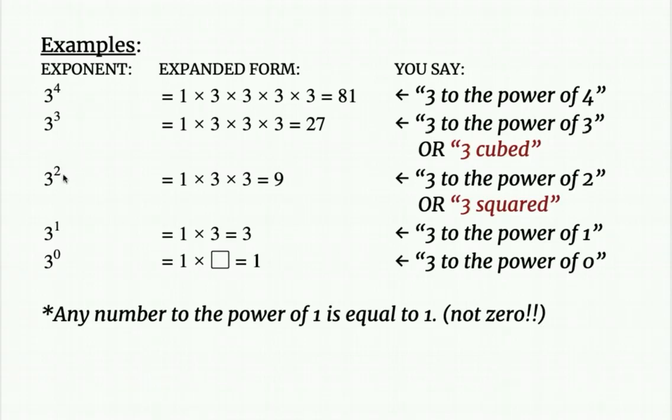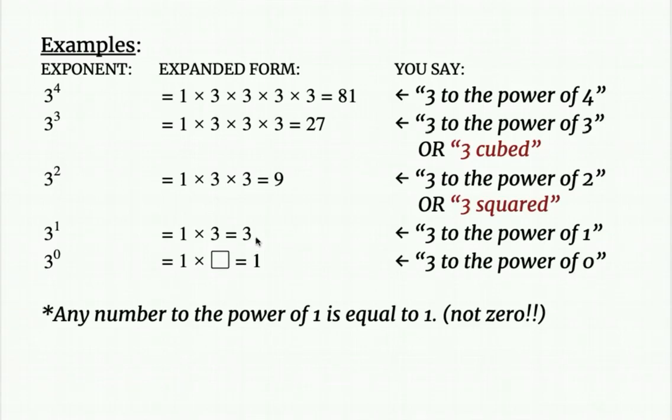Similarly, 3 to the 2nd power, or 3 to the power of 2, it has only 2 3's being multiplied together, so 3 times 3 times 1 is 9. That has a special name as well, 3 squared, because a square is a 2-dimensional shape with only 2 dimensions of length and width. 3 to the 1st power, or 3 to the power of 1, only has 1 3 being multiplied by 1, so that answer is 3.